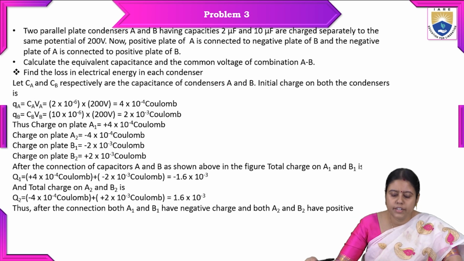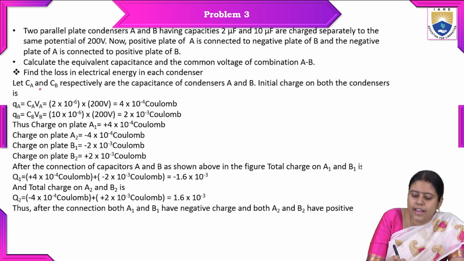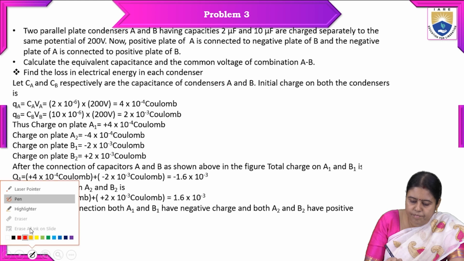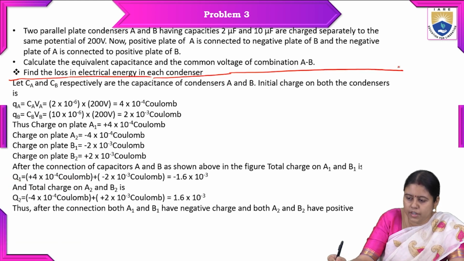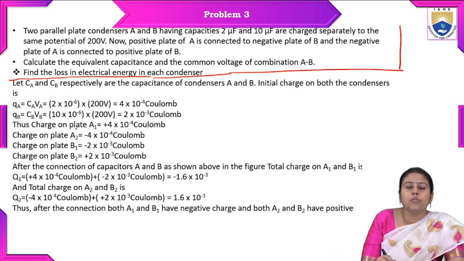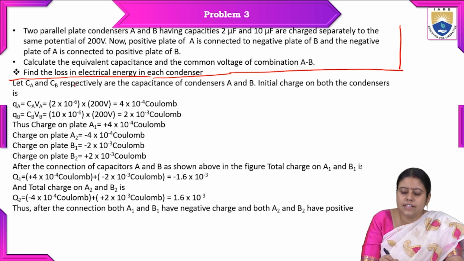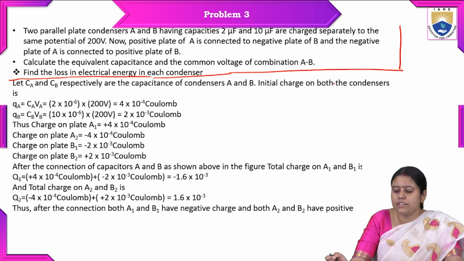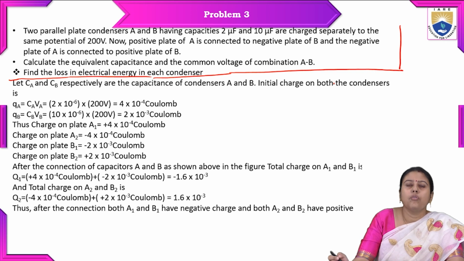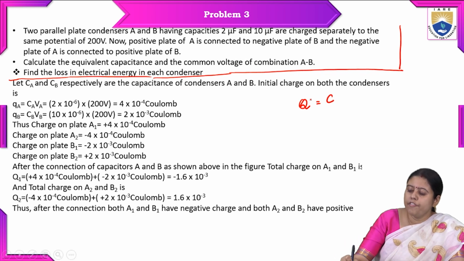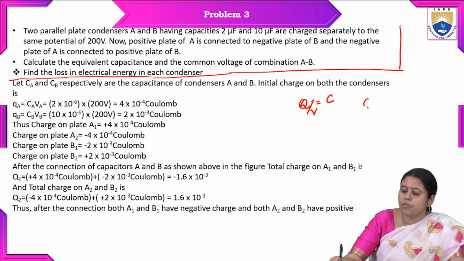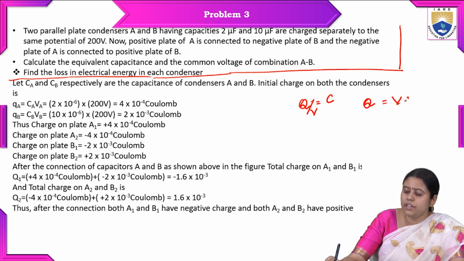So first we will take CA and CB. This is our question part actually. So let us say we have the two capacitances CA and CB, connected with the condensers A and B. So what is the initial charge? We know that Q by V is equal to C. So Q is equal to V into C.